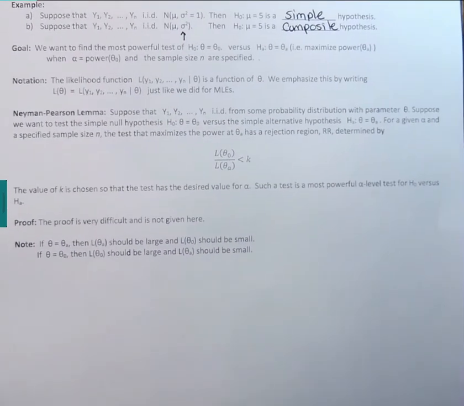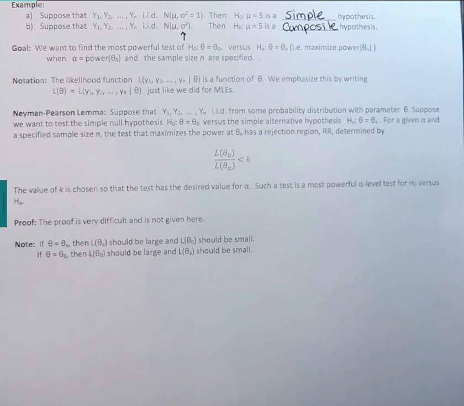The Neyman-Pearson lemma says, suppose that y1 through yn are IID from some probability distribution with parameter theta. Suppose we want to test the simple null hypothesis, theta equal to theta naught, versus the simple alternative hypothesis, theta equal to theta a. Notice in this case, we're going to look at a specific place in the alternative for right now. So it's a little bit different than what you've seen before. For a given alpha and a specified sample size, the test that maximizes the power at theta a has the rejection region determined by the following.